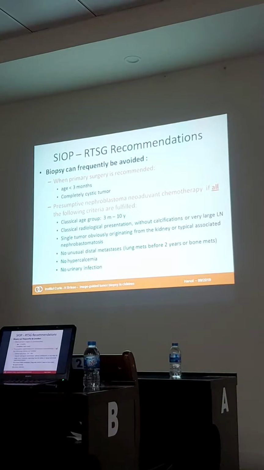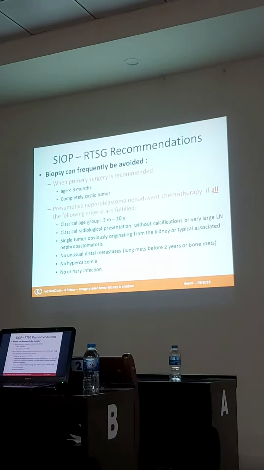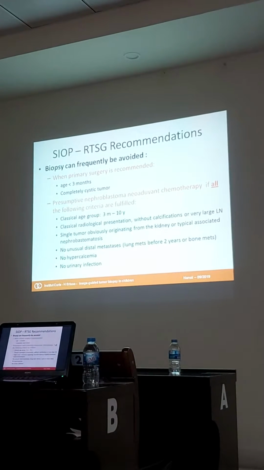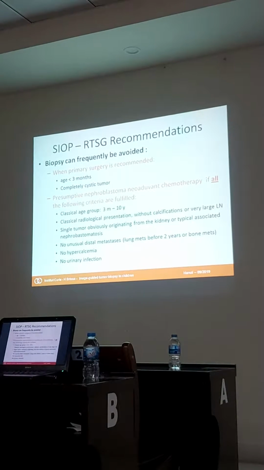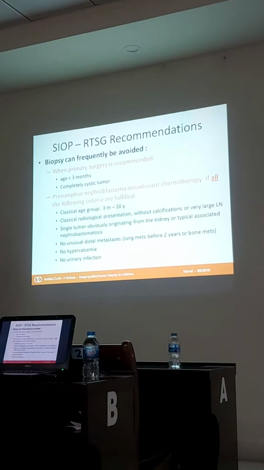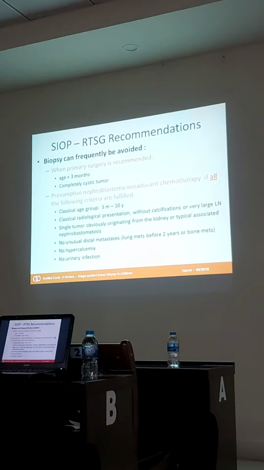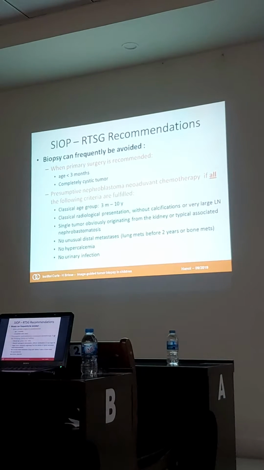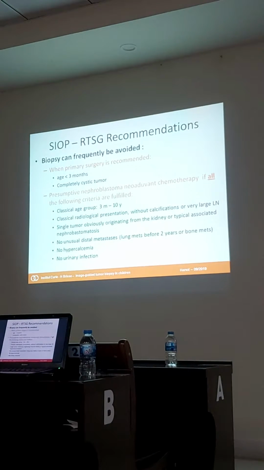As you know, Wilms tumors are associated with lung metastasis mainly. So if you see, for example, bone metastasis, probably it's not Wilms tumor, so you have to perform biopsy. Of course, you have to be careful when there is hypercalcemia to rule out rhabdoid tumor, or if you have signs of urinary infection, you should be careful also, because some pyelonephritis, xanthogranulomatous pyelonephritis, may appear like renal tumors.